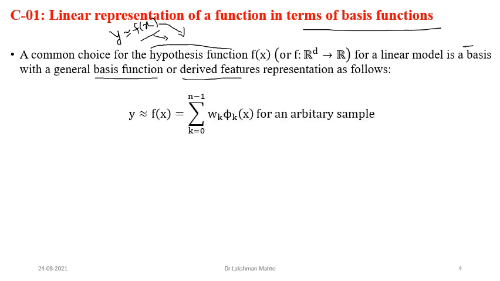And we can represent the hypothesis function this way: f of x equals a linear combination of phi k's. That means we have taken n number of phi k's, those are the basis functions, and they form a basis. So it has n components. The first component is phi naught, the indices start from 0, so phi naught up to phi n minus 1. I am taking an n dimensional situation.